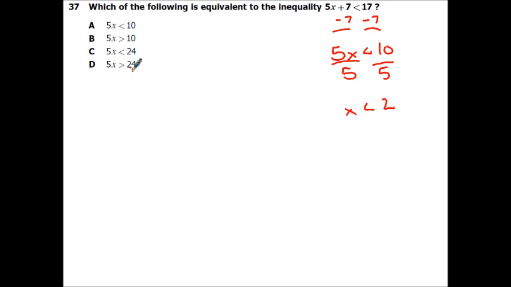So if we take a look over here, they didn't want us to solve all the way, but they did want us to stay at 5x < 10. So A would be our answer.